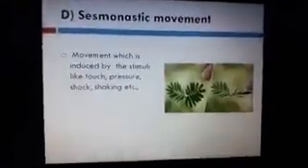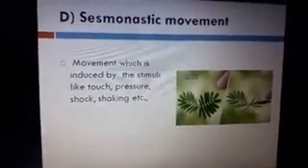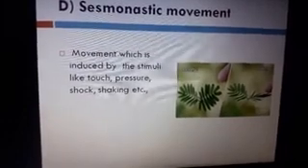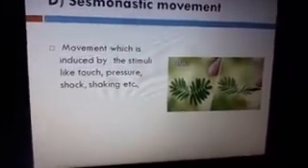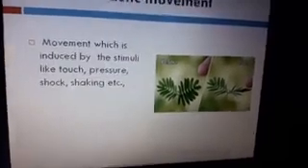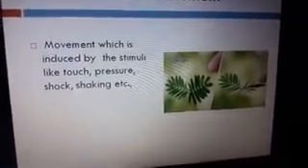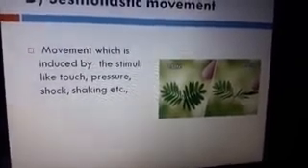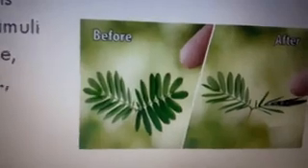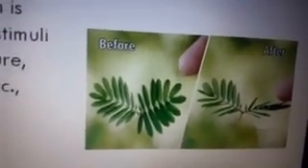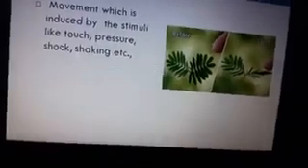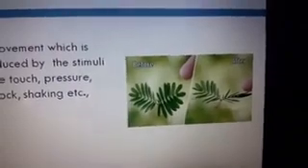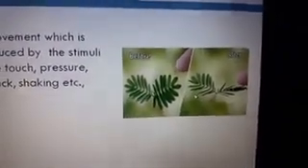Next is seismonastic movement. Seismonastic movement is the movement which is induced by stimuli like touch, pressure, shock, shaking, etc. And the best example of seismonastic movement is the drooping down of the leaflets of the sensitive plant, that is Mimosa pudica, this one, which we also call the touch-me-not plant. In the before and after pictures, we can clearly see that it is showing a clear seismonastic movement.